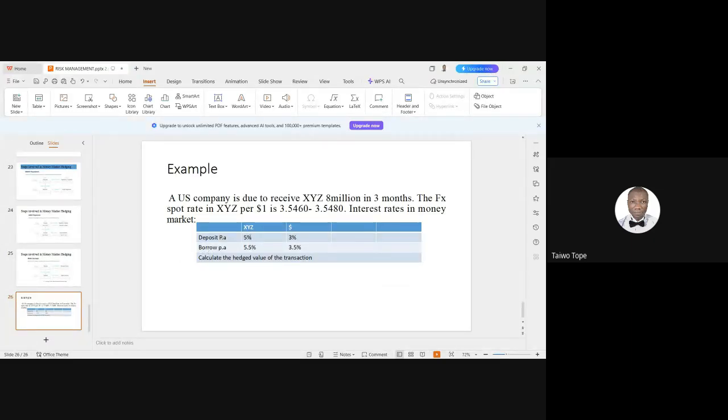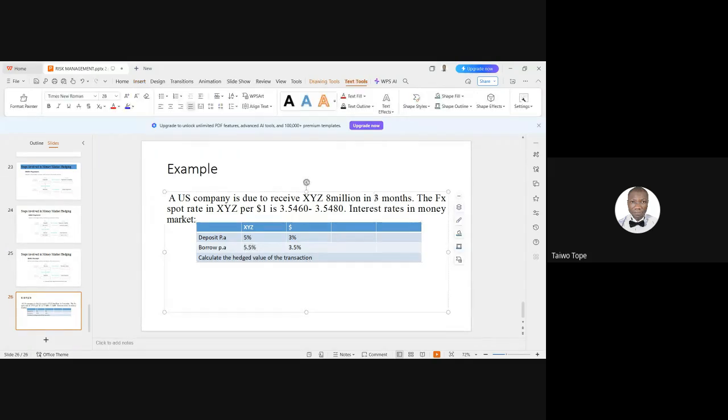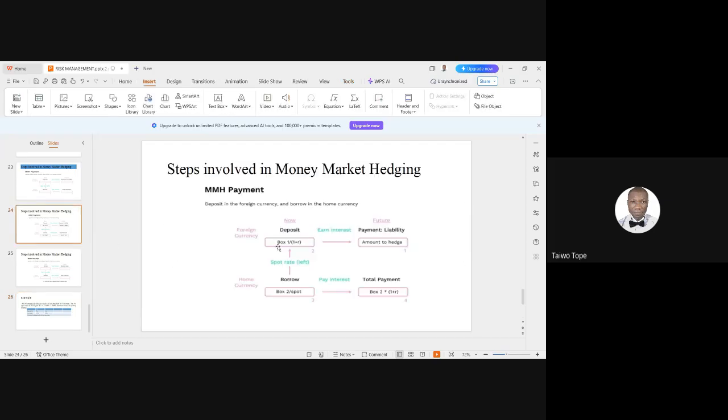If you are borrowing in the foreign currency, SYZ, the borrowing rate per annum is what? It's 5.5. Now, this contract is for how many months? 3 months. Fine. So with these variables, we can come back here and look.